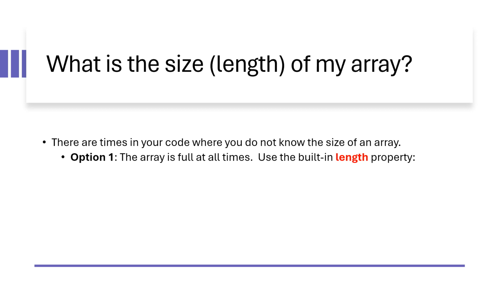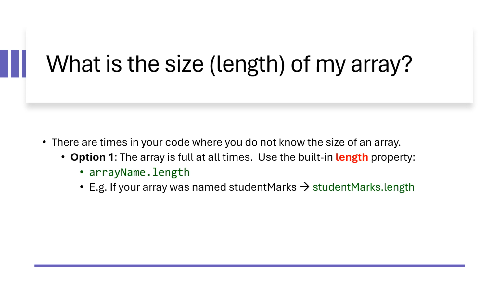So if that's the case, what we're going to use is there's a built-in property for all arrays called length. And we can access the length of an array by calling that property on the array's name. So something like array name.length. So for example, if I had an array called student marks, I could just say student marks.length, and that's going to tell me the quantity, the total number of elements.